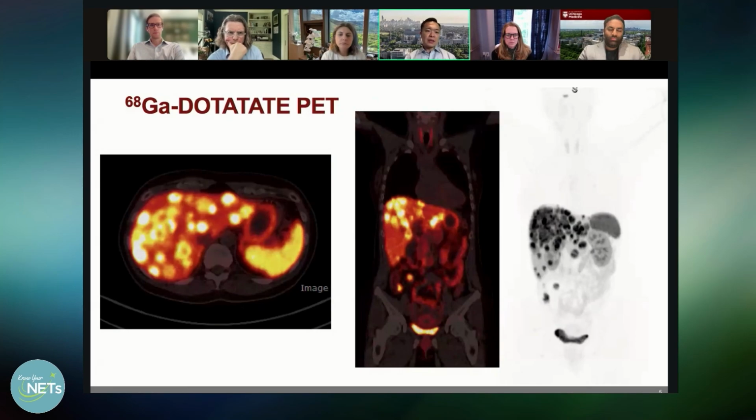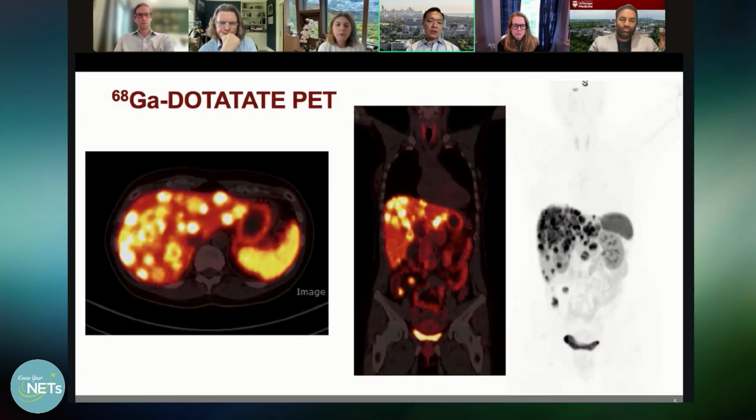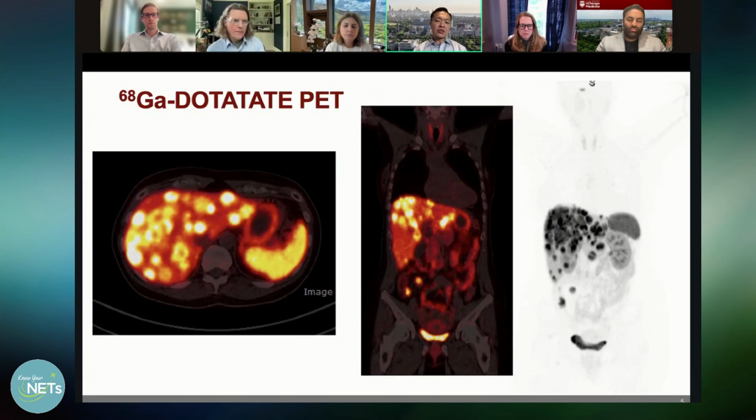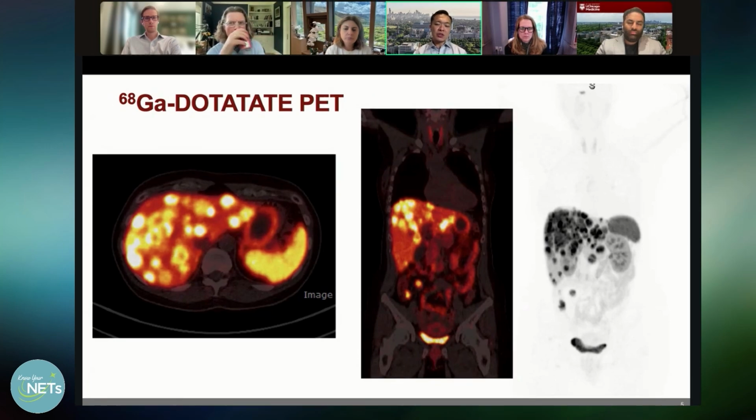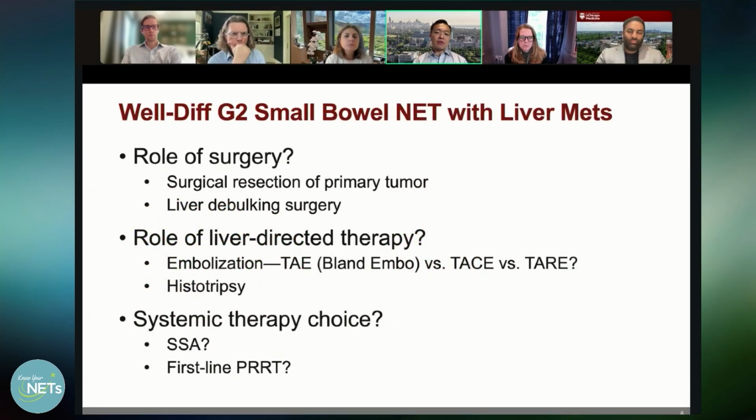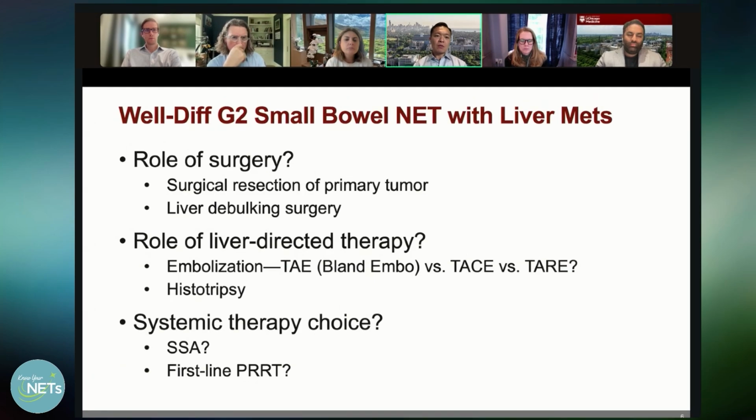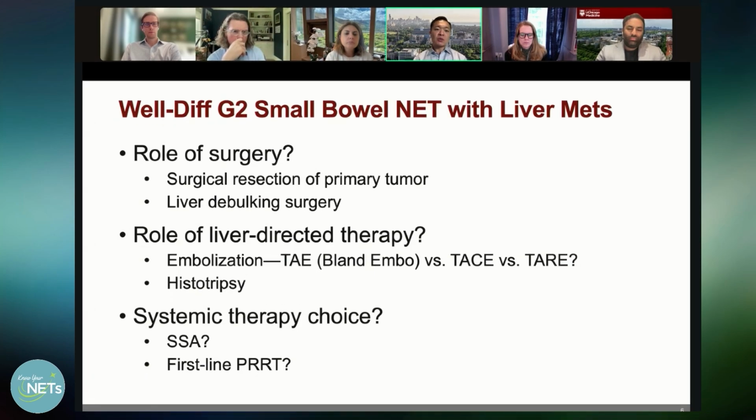And then this is her DOTATATE PET scan. This was gallium DOTATATE, and it showed a lot of uptake in all of these liver lesions, as well as the terminal ileum lesion and the mesenteric lymph nodes. So basically, we have a 45-year-old woman who was newly diagnosed with a metastatic, well-differentiated grade 2 small bowel neuroendocrine tumor, and she has liver metastases. So I'm going to open this for discussion. How do we best approach this case?